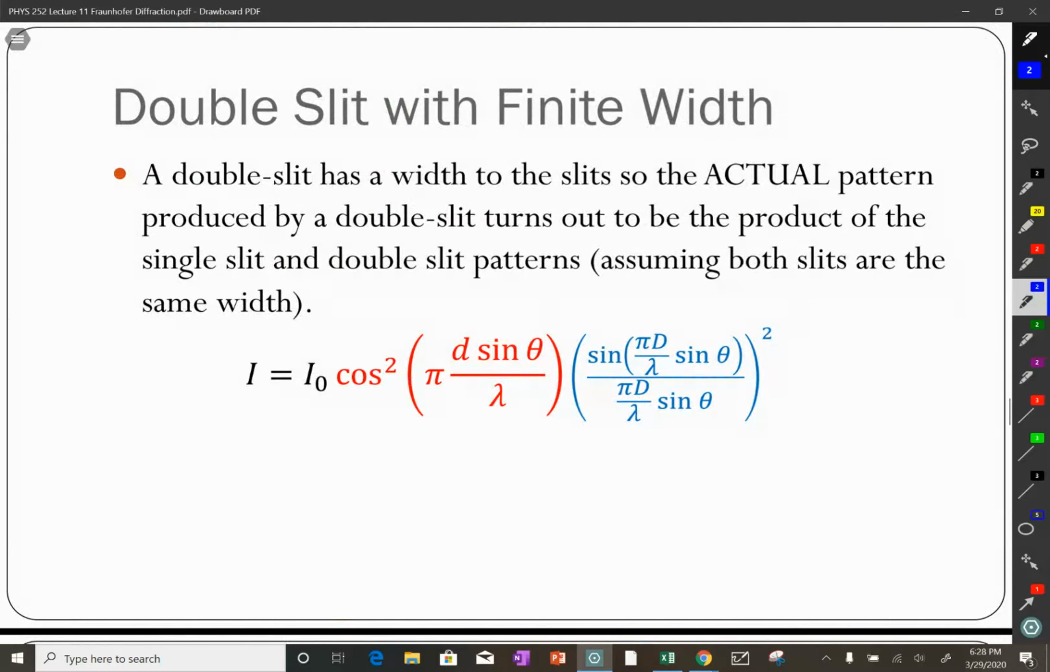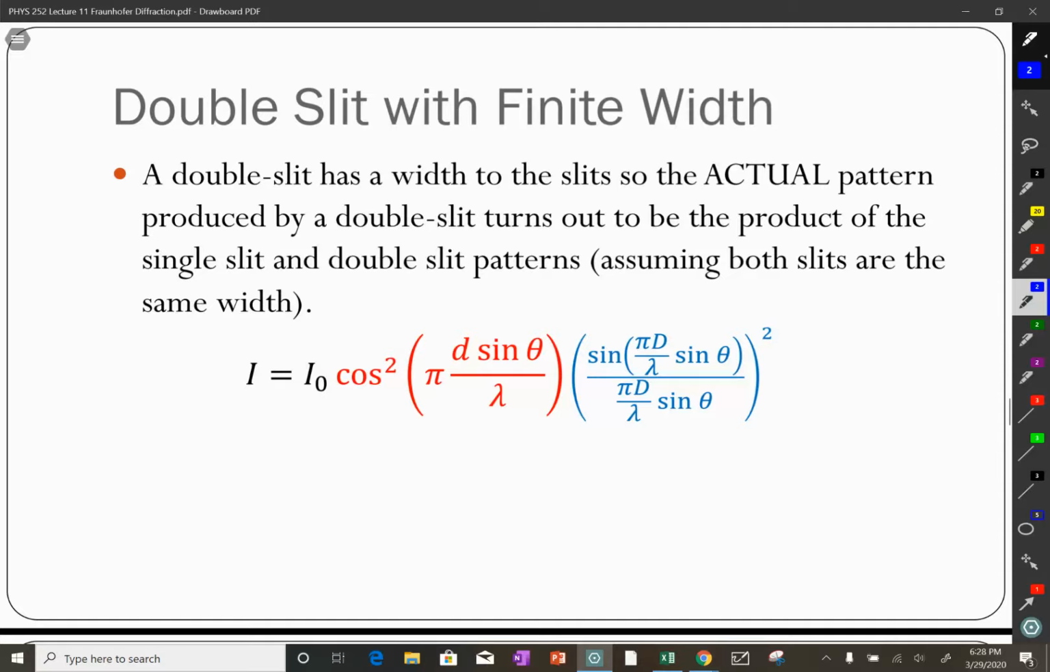Last thing for the technical lecture here today is, what if you have a double slit with a finite width, instead of just a point? Because what we assumed before was that our single slit was just a point. But of course, the amount of light you get through just a point is virtually nil.